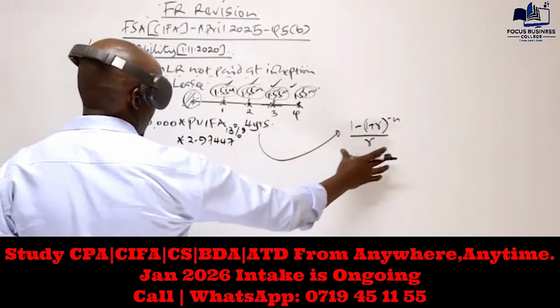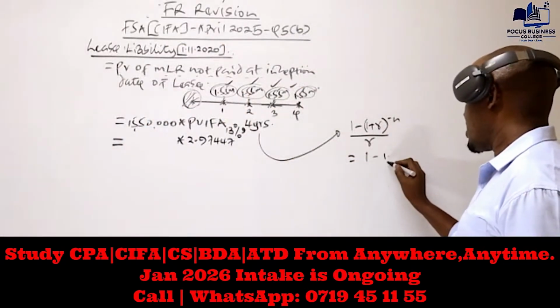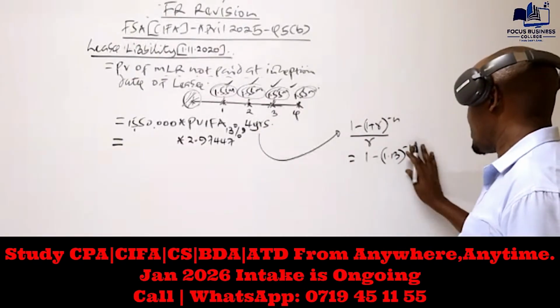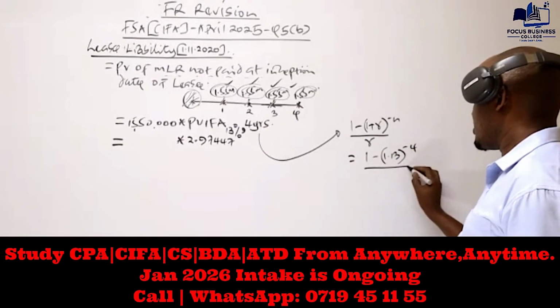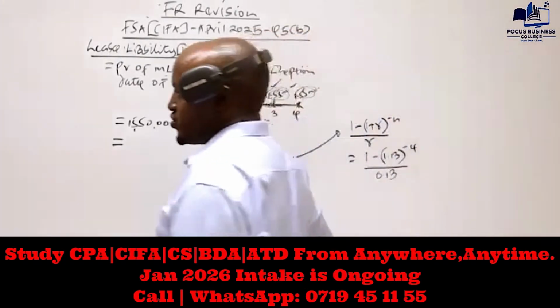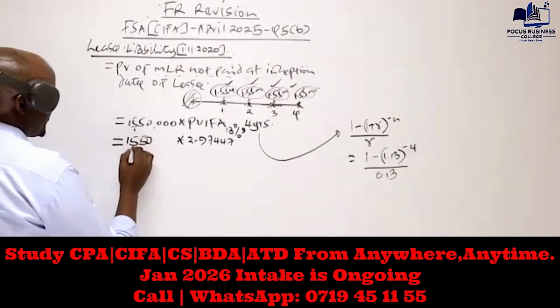2.97447. So if you work this out using this formula, you have 1 minus (1 plus r), where our r is 13%, raised to power negative n, that is 4. And then you divide that by 0.13. You should get that value there. Then we multiply that with 1550,000.